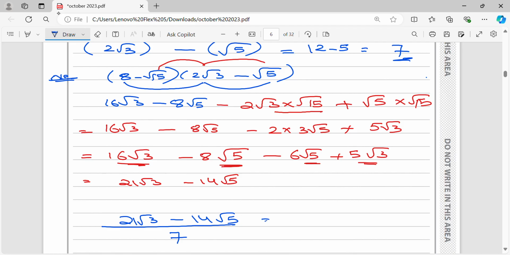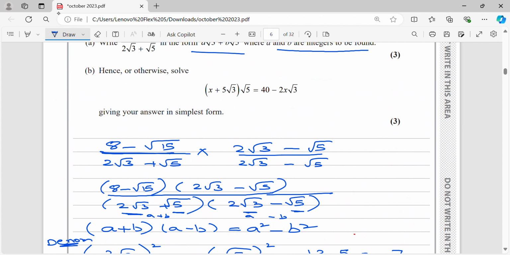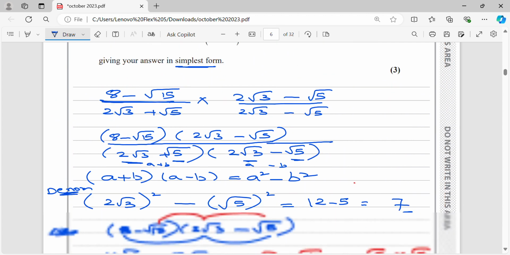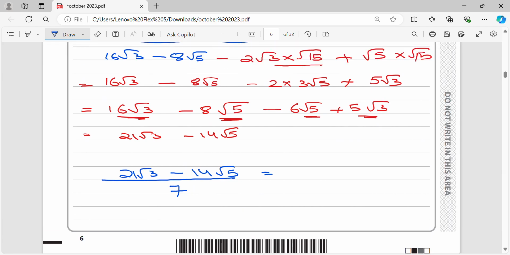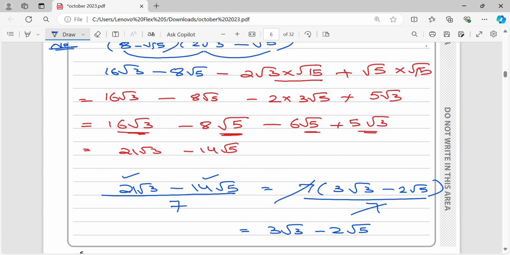Right, let's simplify, because the question says give your answer in simplest form. This part is very important. Do not lose the A1 mark here. So let's simplify 21 here and 14 in the second term. Let's take 7 common: 21 divided by 7 is 3 root 3, minus 14 divided by 7 is 2 root 5, over 7. So this is cancelled, and we get 3 root 3 minus 2 root 5. This was the A part of question 3.